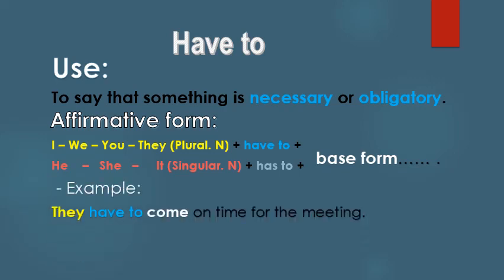Here we have an example. They have to come on time for the meeting. They have to come. إذا يجب عليهم أن يأتوا على الاجتماع في وقته المحدد. So here we have something obligatory. إذا هنا شيء إجباري. And we add have to. Why? Because the subject is plural. Another example, he has to come on time for the meeting. So the same meaning, نفس المعنى, but we add has to. Why? Because the subject is singular. لأن الفاعل مفرد.